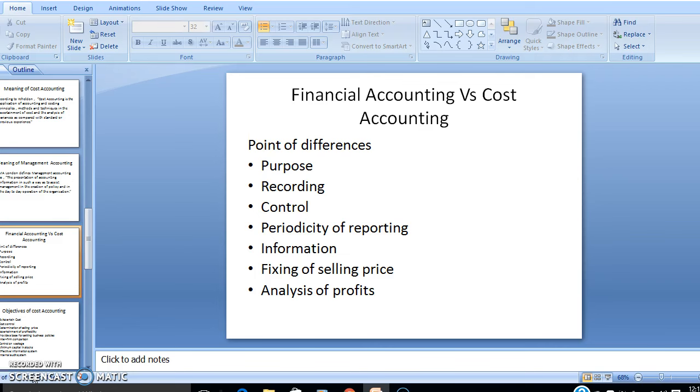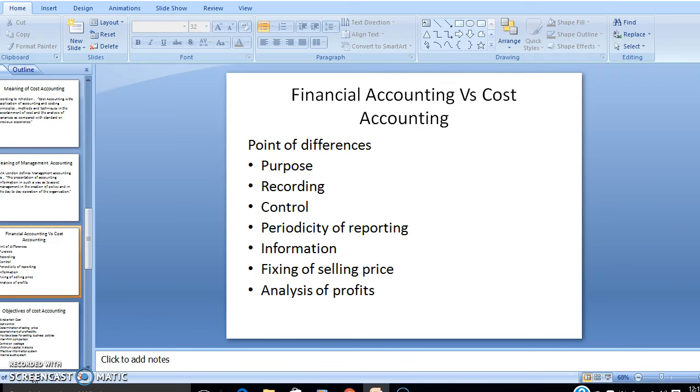Financial accounting classifies, records and analyzes the transactions in a subjective manner, meaning according to the nature of the expense. This classification is known as primary classification. But cost accounting records the transactions and classifies them in an objective manner, that is, according to the purpose for which costs are incurred.